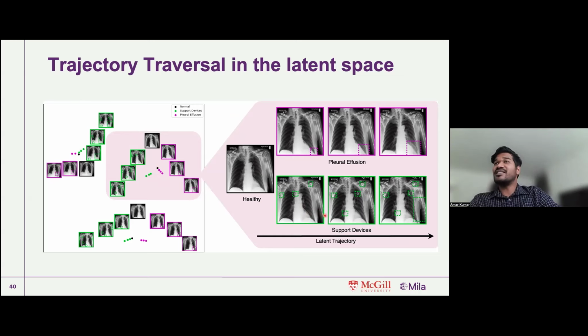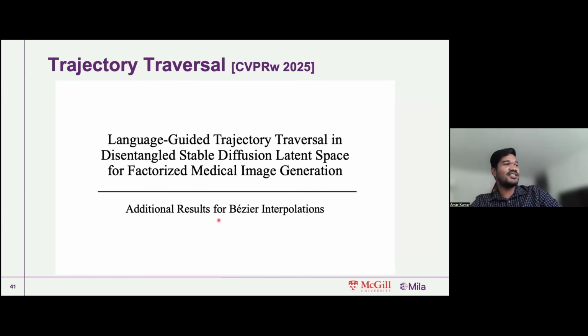What we also did in this work was curve fit these sample points. We did a Bezier curve interpolation across these sample points in the latent space. And those Bezier interpolations actually showed even more interesting results, which you can see in this animation.